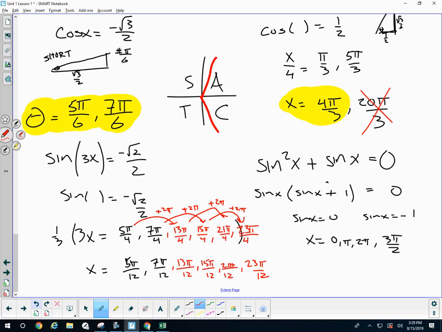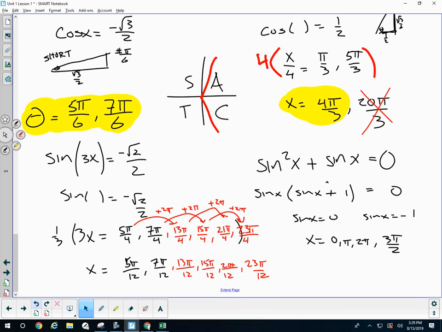Why is it 5 pi over 3? I go to 6 pi over 3, subtract the pi over 3. But then, to solve for x, I multiply everything by 4. When I multiply this by 4, it's 4 pi over 3. That's good. I multiply this by 4, it's 20 pi over 3. That is not between 0 and 2 pi, so that's not good.